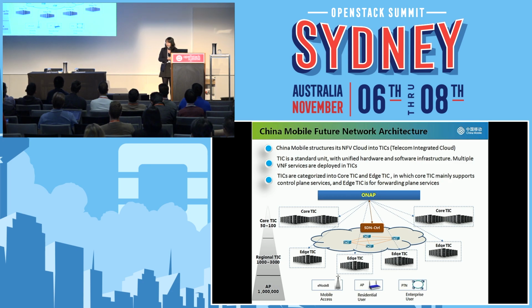We actually did a calculation of how many core TICs and edge TICs we finally will have when we finish this network reconstruction. We counted all the users we now have, and also considered the roadmap of each virtual service, when they will go into TICs, when they will be virtualized and deployed. And we now have quite approximate data: we might have 50 to 100 core TICs nationally, and the edge TICs will be more than 1,000. So you can see it's a large number.